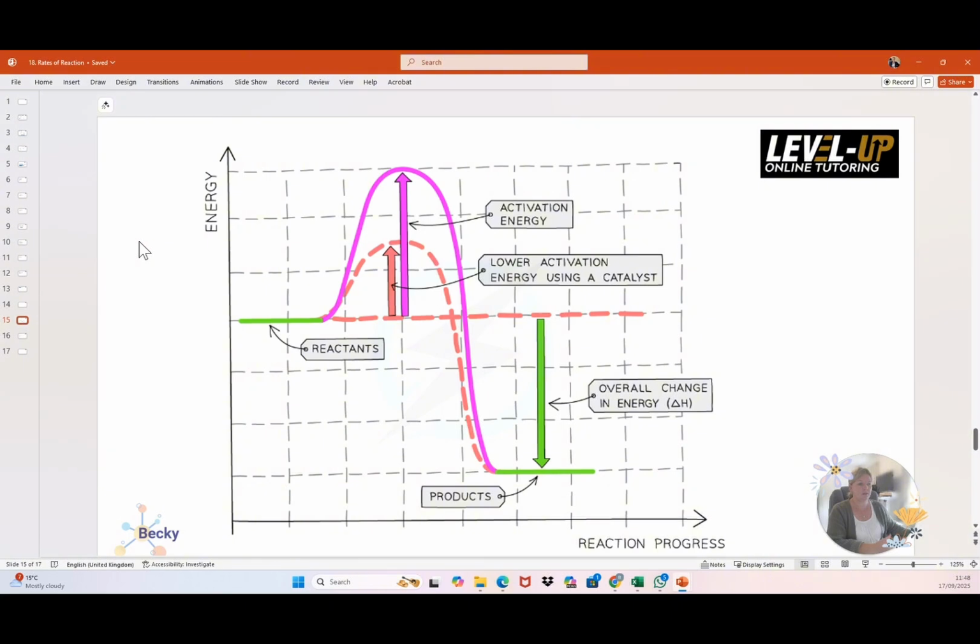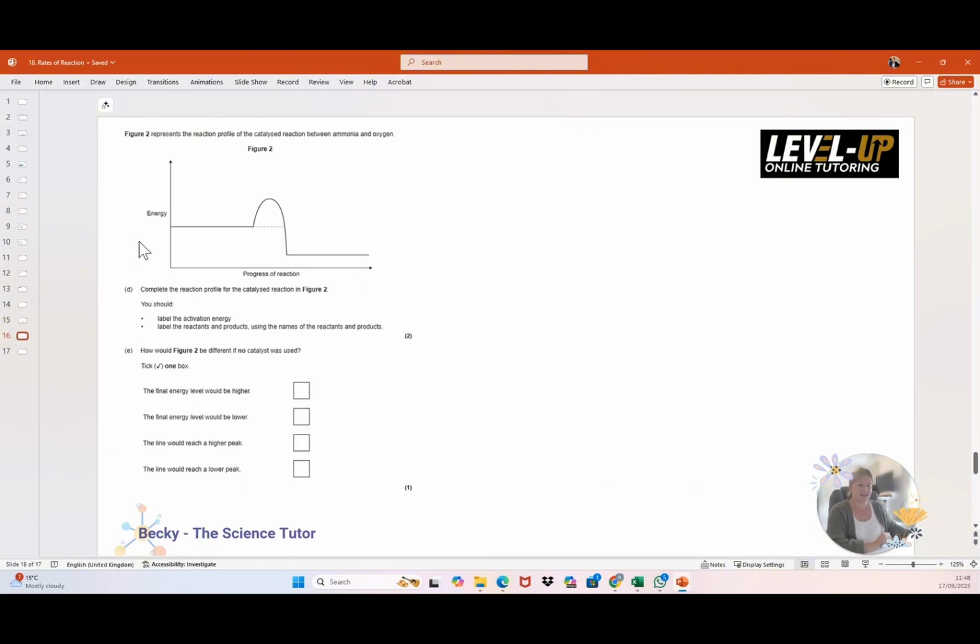Okay, so let's have a look at a style of question for this one just to finish us off. So here we've got the reaction profile diagram. That's where I mean that it could quite easily bring this into rates of reaction. And part D, complete the reaction profile diagram. So we've done that in the endo and exothermic video. So if you're unsure how to do that, go check out that video. So here we want to label the activation energy. So that is from our reactants up to the peak of that graph.